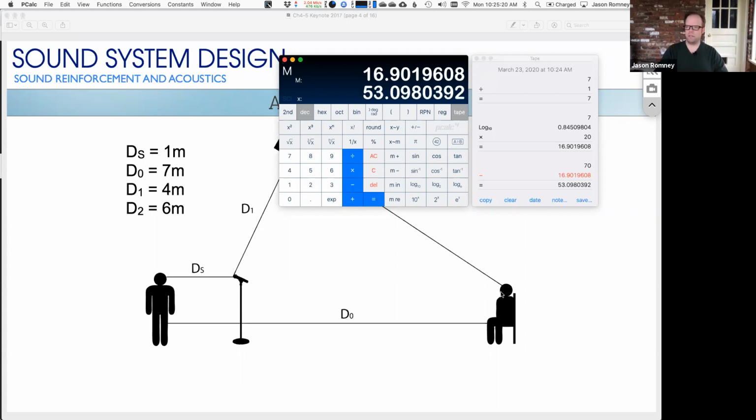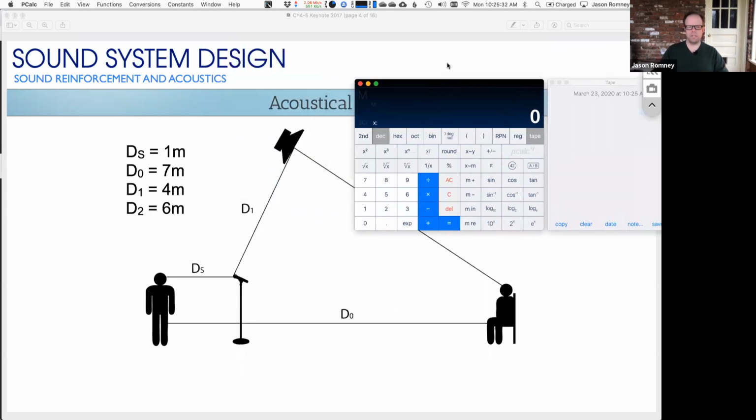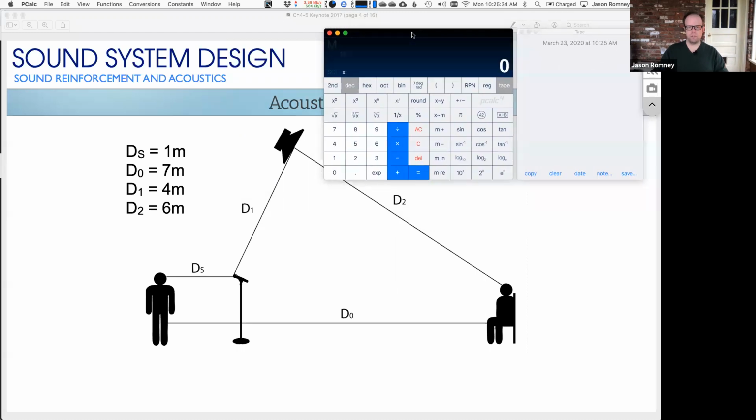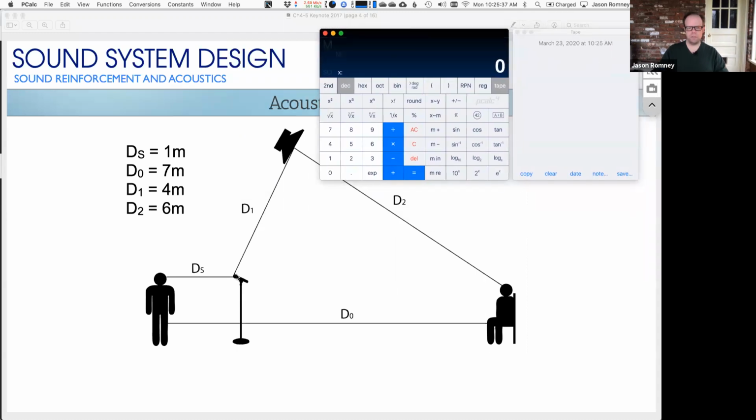Did everybody follow that? Any questions about that? Okay, so remember that number, 53 dB SPL. Somebody write that down, because we're going to need it in just a second. Now what I want to know is, if the loudspeaker is hitting the microphone at 70 dB SPL, which is the loudest we'll ever be able to get, because once we get to that point we're hitting feedback, how loud will the loudspeaker be at the listener?